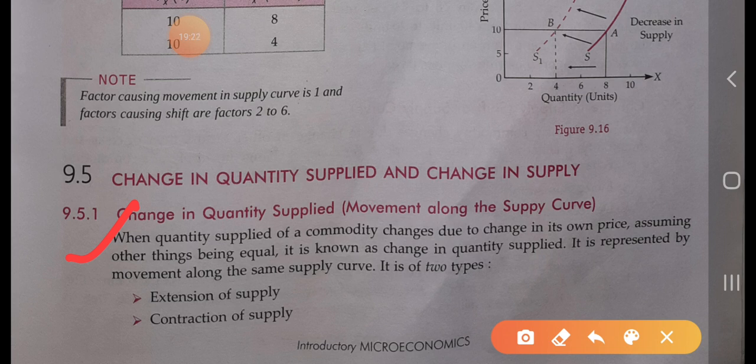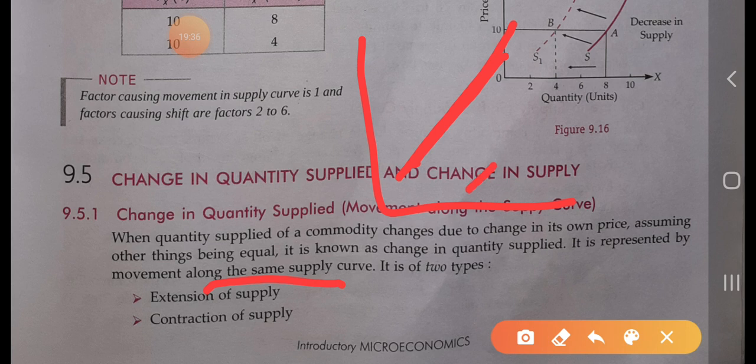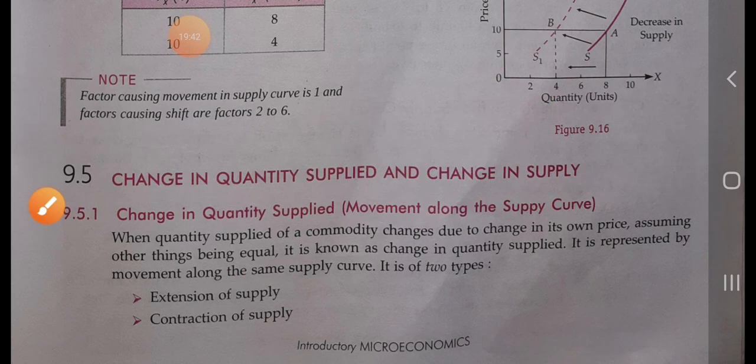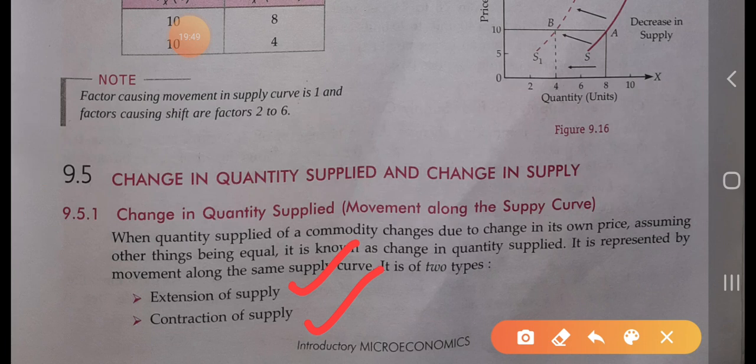It is known as change in quantity supplied. It is represented by the movement along the same supply curve. Means the movement will be in the same supply curve. The supply curve will not shift rightward or leftward. Okay, so the changes will occur on the same supply curve. So it is of two types. First one is extension of supply, second one is contraction of supply.